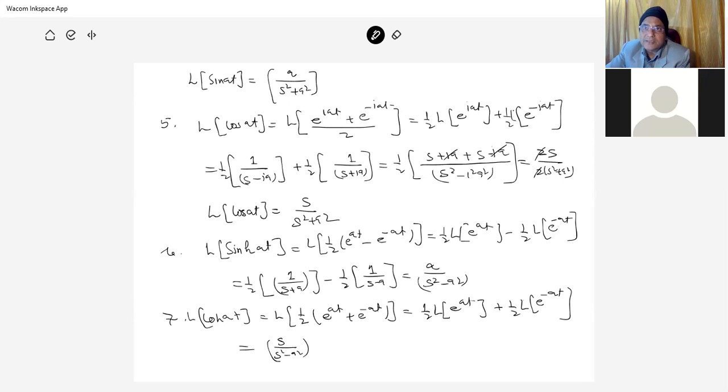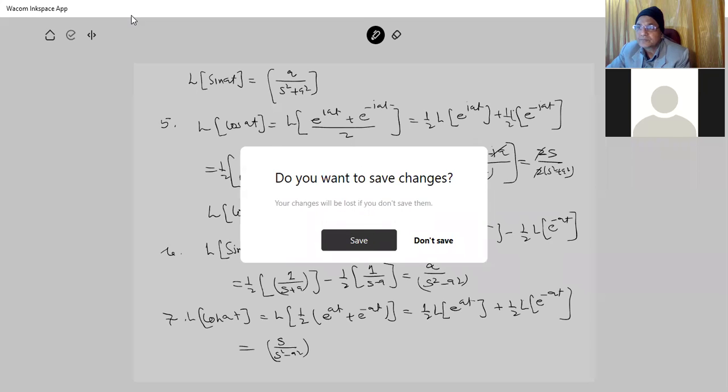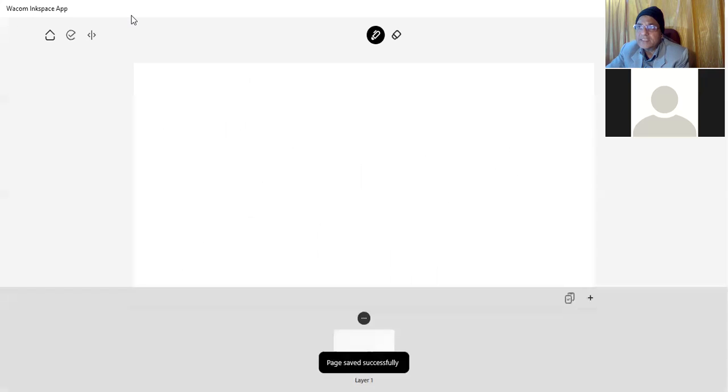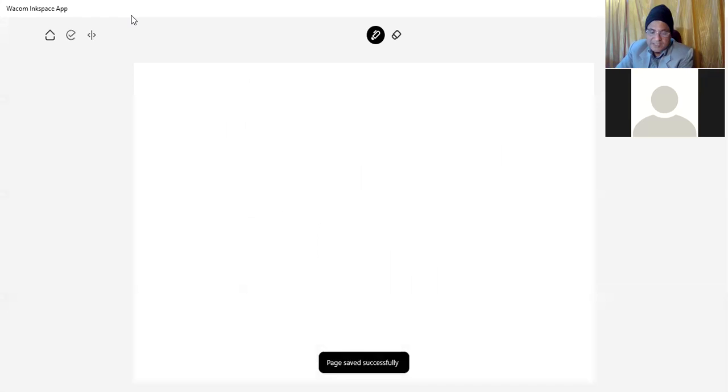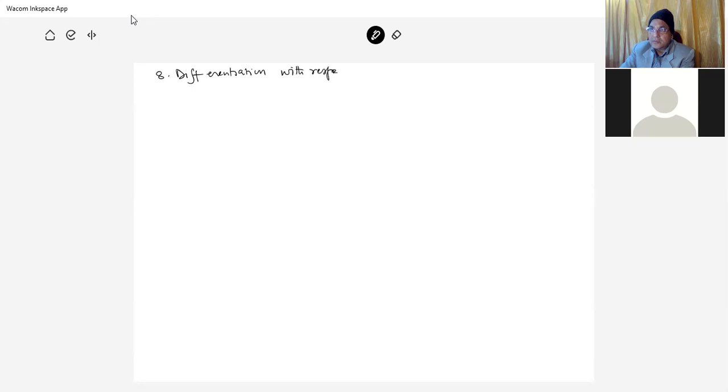Now the other part, the important section of this Laplace transform, is differentiation with respect to time. Differentiation with respect to time.